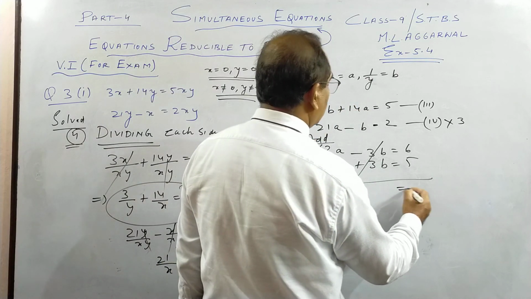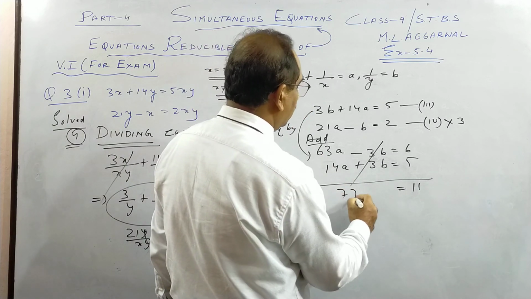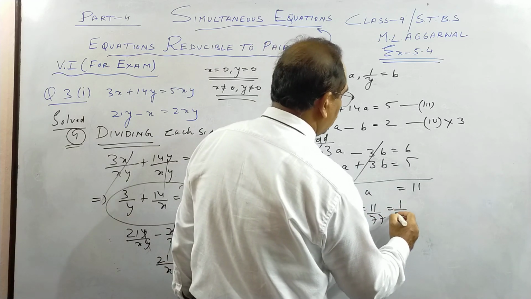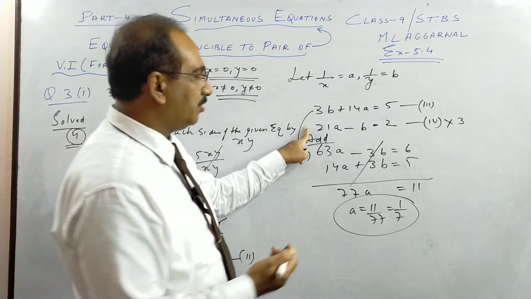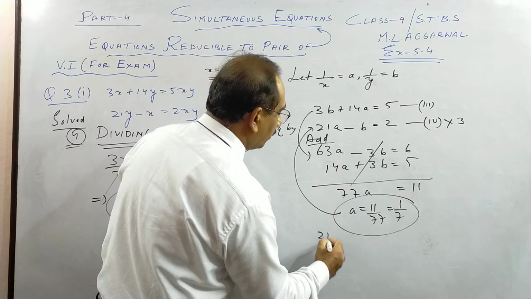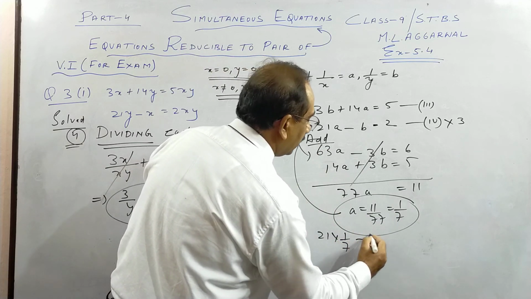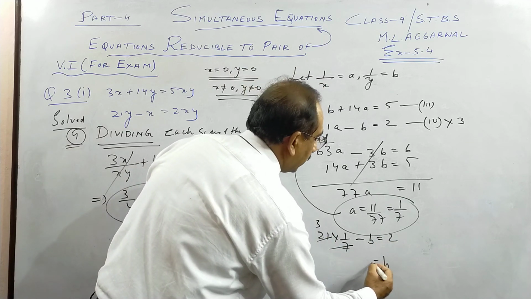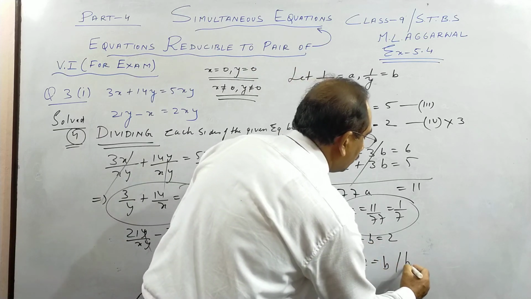So what do I get here? 11 and this here I get 77a. a is 11 by 77, which is 1 by 7. Now you put this value in any equation and I'll put in 4. So putting this value in equation 4, what I get? 21a. In place of a I write 1 by 7. Minus b is equal to 2. So I get, b goes that side, 3 minus 2. This comes here. So b is 1.